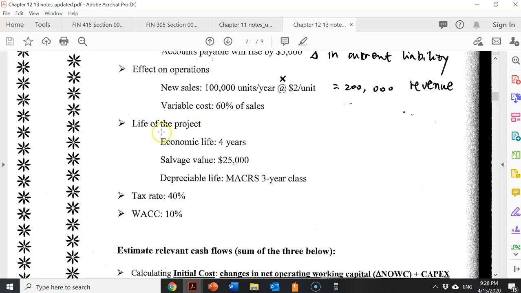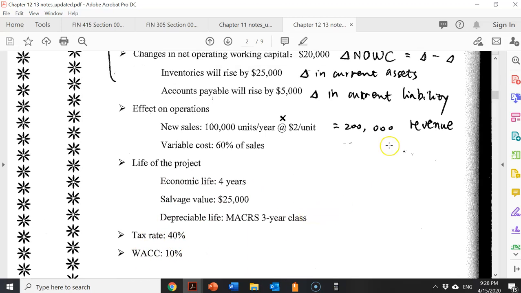We also know that the life of the project is 4 years as its economic life. The salvage value would be 25,000, so we would have 25,000 value left after 4 years. Depreciable life uses the MACRS 3-year class to depreciate the value of the equipment. The tax rate is 40%, WACC is 10%. So we're going to use all this information to calculate the initial cost, operating cash flow, and free cash flow.